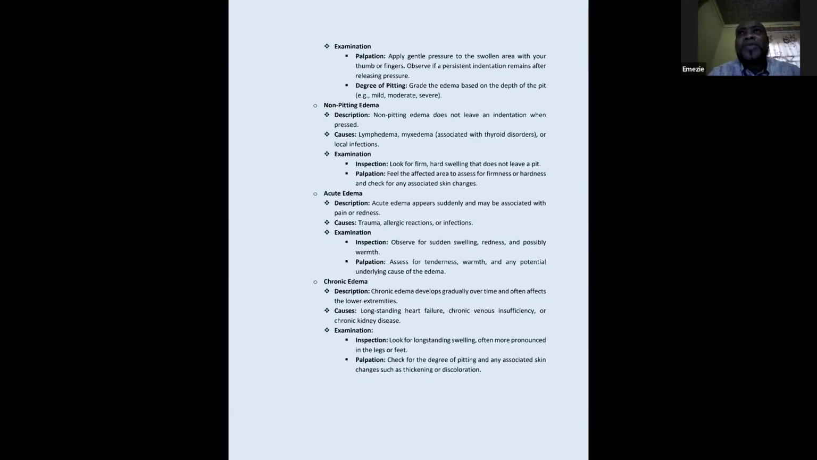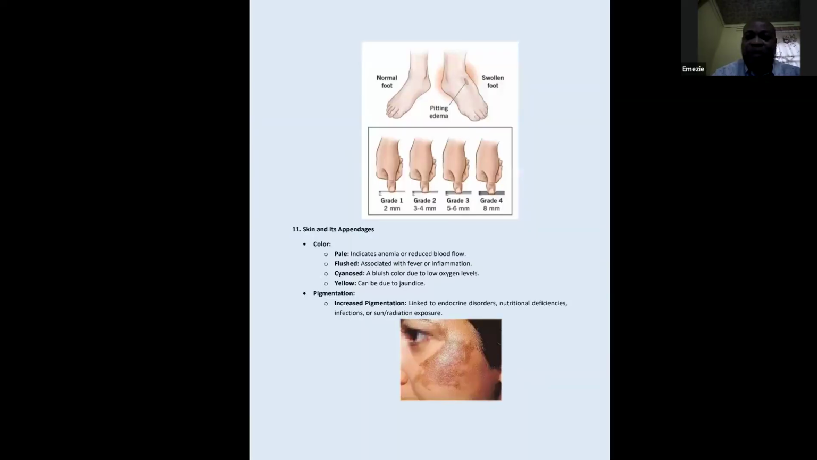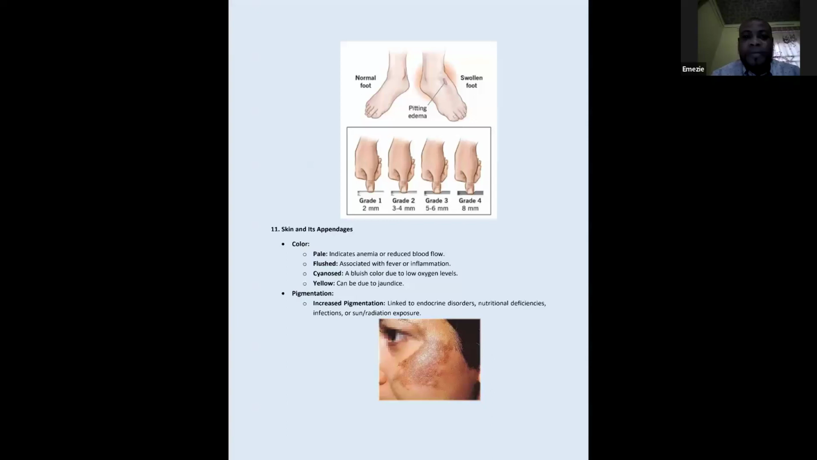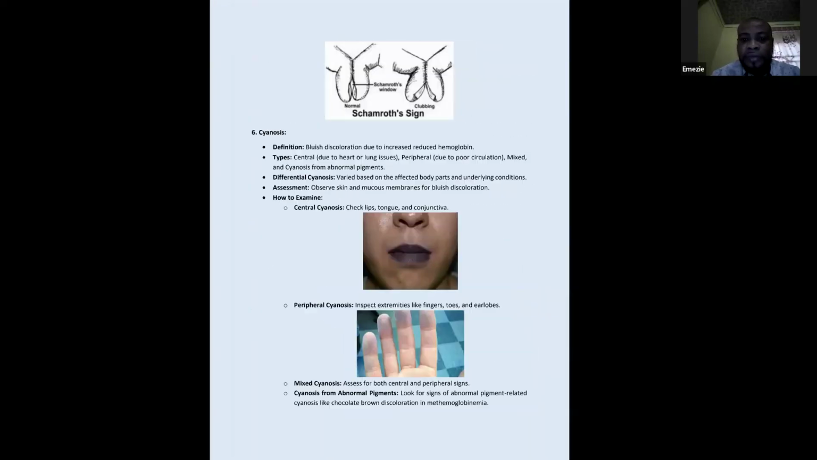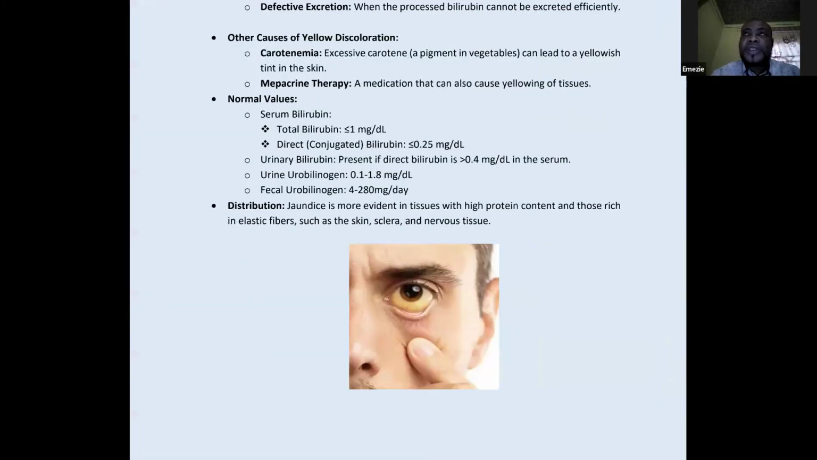So in the same eye, we are going to look for jaundice. Jaundice means the white part of the eyeball, the color will change from being white to being orange color. When we see that orange color, we say that the person has jaundice.